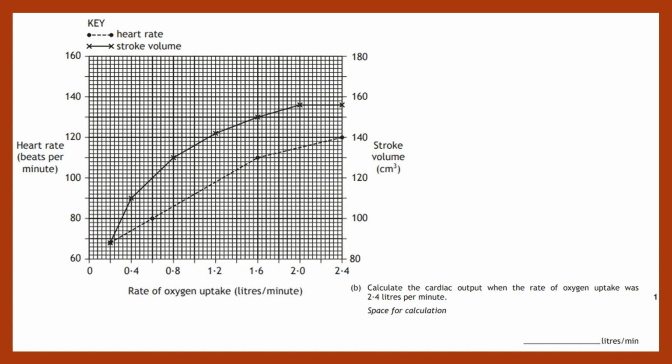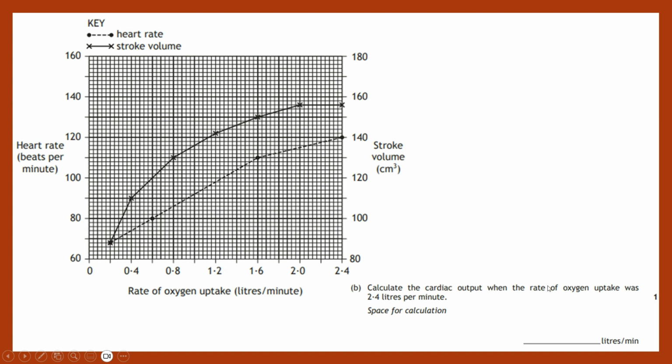Here is another one for you to try. Pause the video and hit play when you want to reveal the answer. Here we go, we've got our graph. Again, we've got rate of oxygen uptake, litres per minute along the bottom. We've got our heart rate, beats per minute, values this side. Stroke volume, centimetres cubed on this other side. Dotted line with the dots is the heart rate, and the solid line with the crosses is the stroke volume.